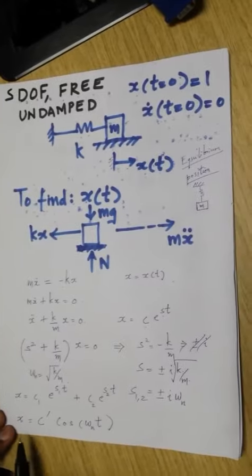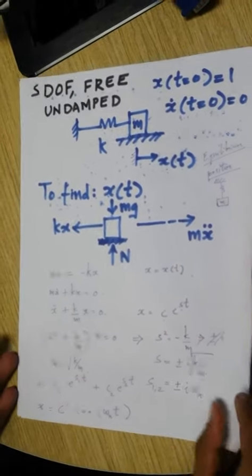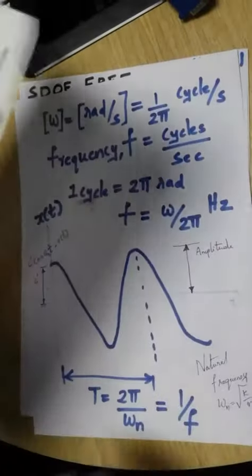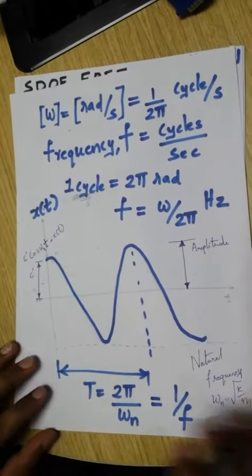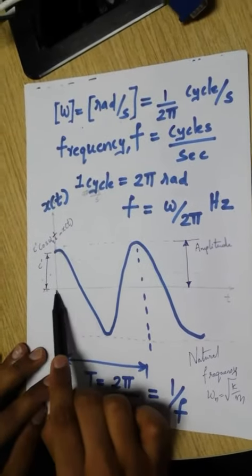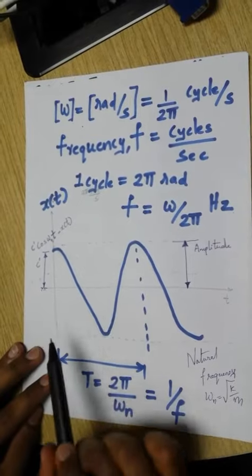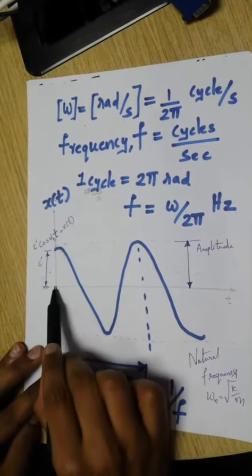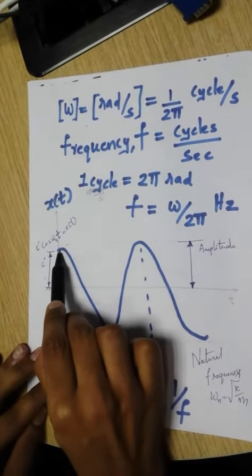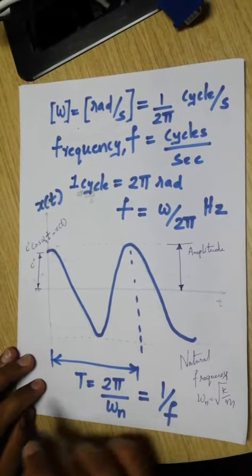Okay, so finally we got what we are looking for: an expression for x in terms of time. If we plot it, it will look something like this. This is x, this is time. There are a few observations that we have to make from this graph. At time t equal to 0, we have an initial displacement, so it matches the initial conditions we gave.